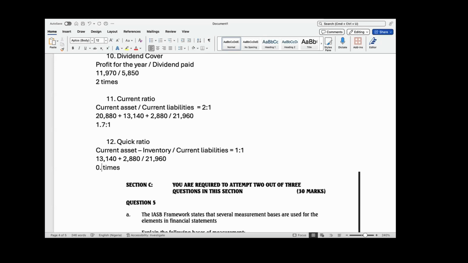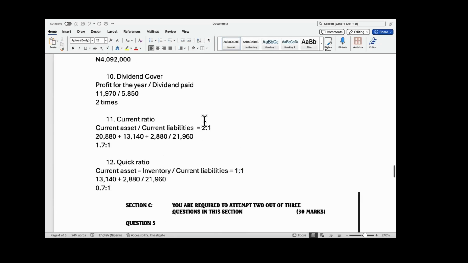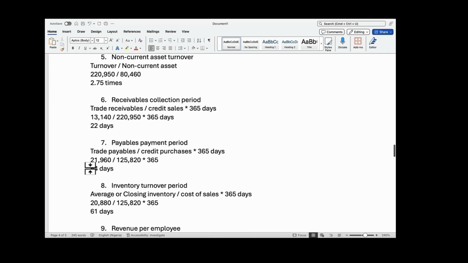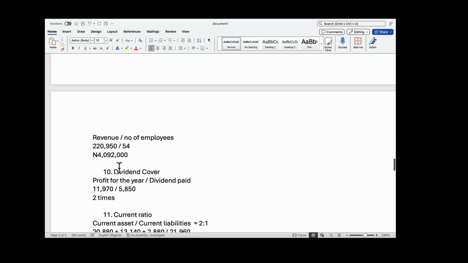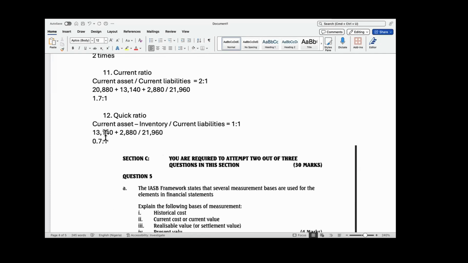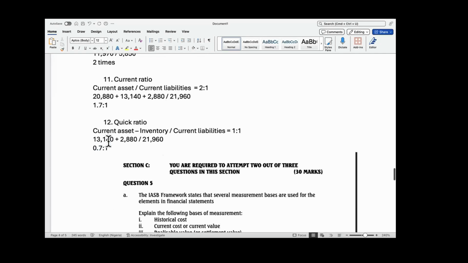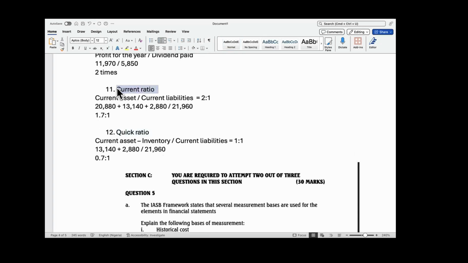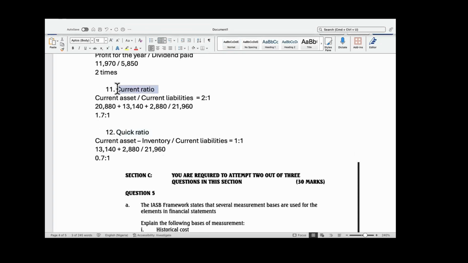So this will be 0.7 times. This company is not very liquid because it's less than the standard of 1-to-1. So I write 0.7 times, or 0.7 to 1. And this explains why they are having an extended payment period. They are just holding that money because they're not so liquid. Look at their quick ratio now, it's poor. So these are liquidity ratios.